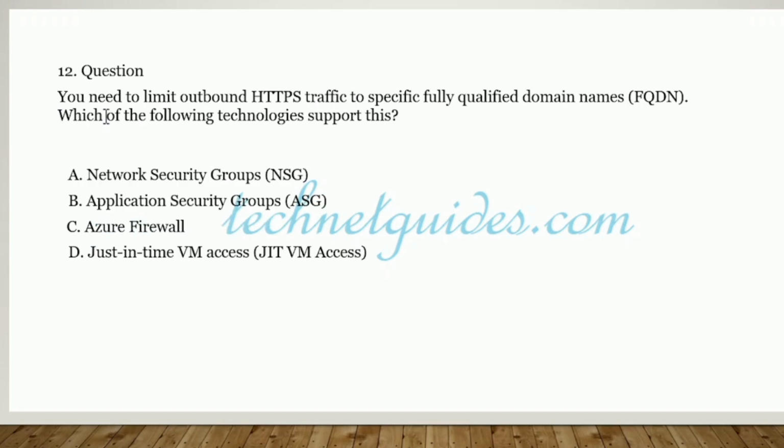Question number 12. You need to limit outbound HTTPS traffic to specified fully qualified domain names (FQDN). Which of the following technologies support this? Option A. Network Security Groups (NSG). Option B. Application Security Groups (ASG). Option C. Azure Firewall. Option D. Just-in-time VM access (JIT VM access). And the correct answer is option C, Azure Firewall.